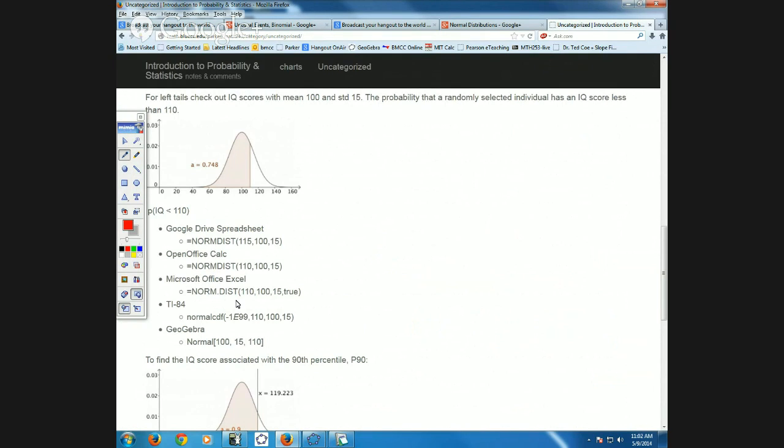So on Excel, I would say norm dist. I want to go up to 101.5, mean and standard deviation. We're all going to type pretty much this formula right here: normal CDF. Now the normal CDF, I have to go to the left forever. What's the calculator's version of negative infinity? Yeah, -1 E99. So let's bring up the calculator.